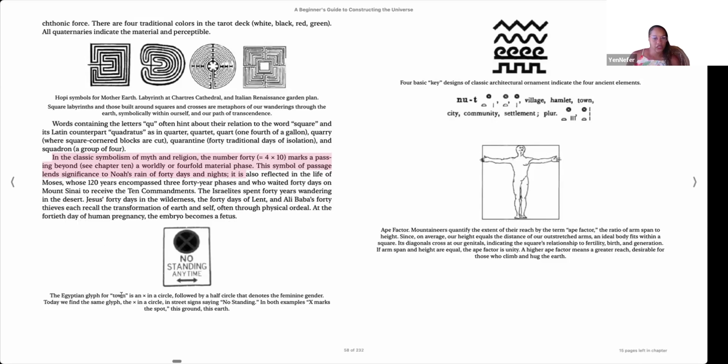The Egyptian glyph for town is an X in a circle, followed by a half circle that denotes the feminine gender. Today we find the same glyph, the X in a circle, in street signs saying no standing. In both examples, X marks the spot, this ground, this earth. Four basic key designs of classic architectural ornament indicate the four ancient elements.